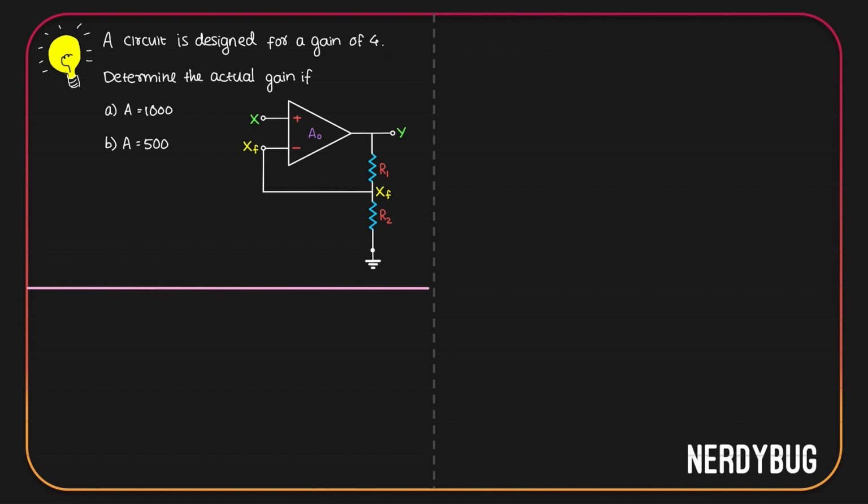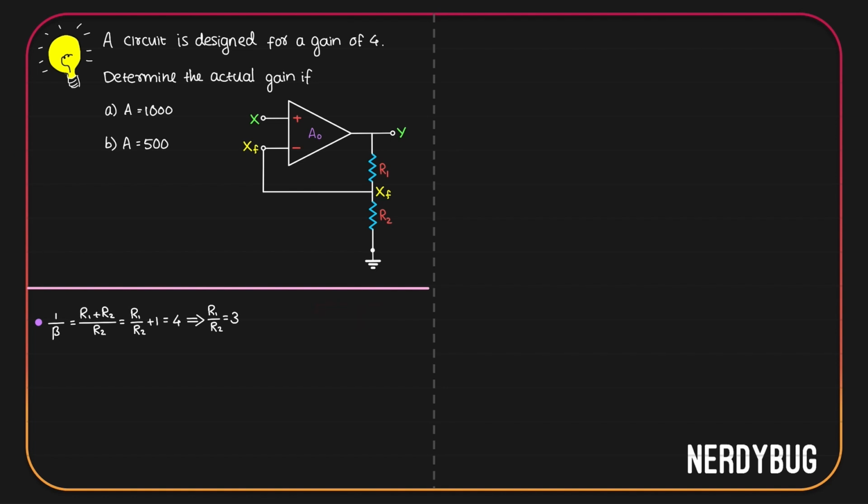Ideally, closed loop gain is 1 by feedback factor, which is R1 plus R2 by R2 in this special case, which we can write as R1 by R2 plus 1. According to the question, this should be equal to 4. That means R1 by R2 should be equal to 3. So to design a circuit whose gain is 4, all you have to do is take two resistances R1 and R2 whose ratio is equal to 3. But gain is 1 by beta only if one condition is satisfied. Beta A should be very much greater than 1.